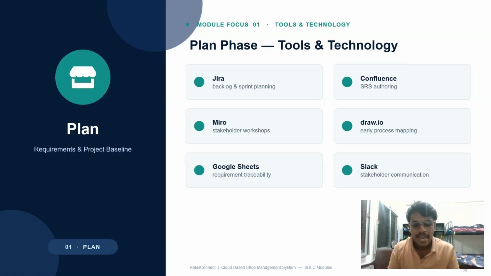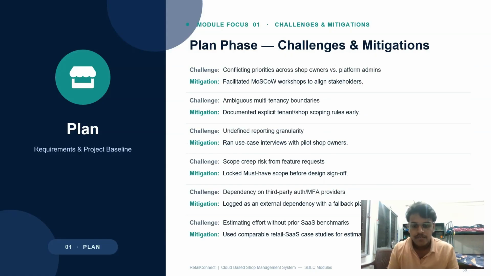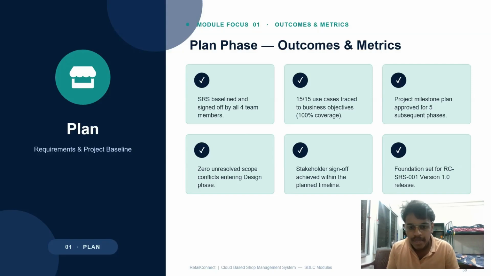Plan phase, challenges and mitigations. We resolved challenges like scope creep, multi-tenancy and ambiguity through stakeholder workshops and clear early documentation. Plan phase outcome. The phase concluded with a signed requirement document and a solid, fully approved foundation for development.